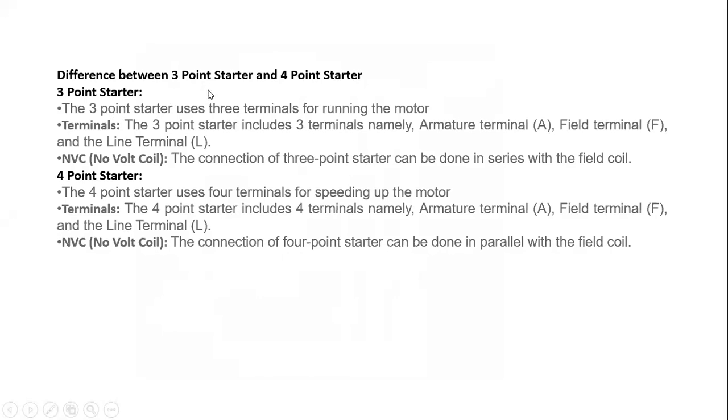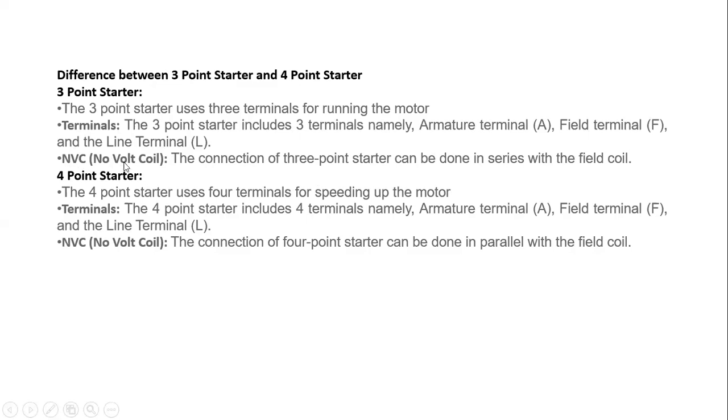Next, what is the main difference between the 3-point starter and the 4-point starter? The 3-point starter uses 3 terminals for running the motor, that is line, armature, field. We only have the 3 points. The line is connected to the DC supply, the armature point is connected to the armature of the motor, and the F point is connected to the field of the motor. In that, the terminals are 3.